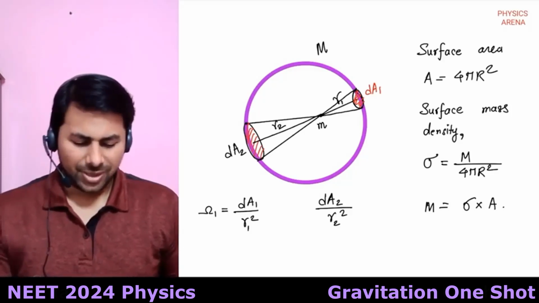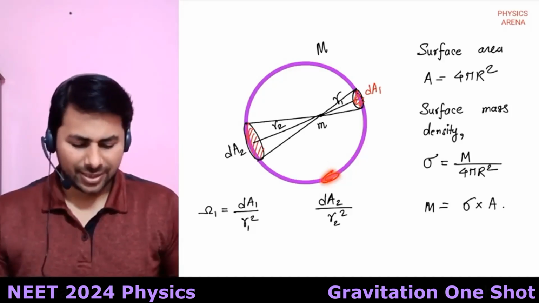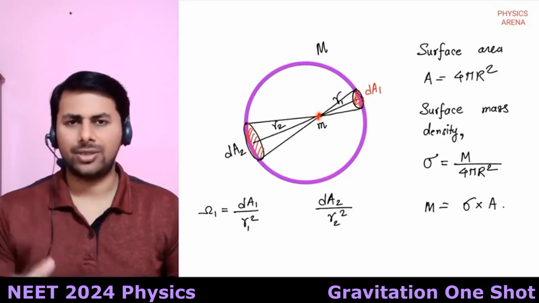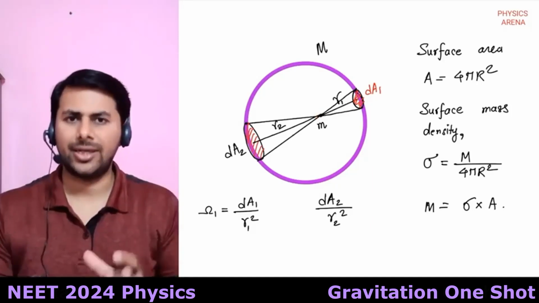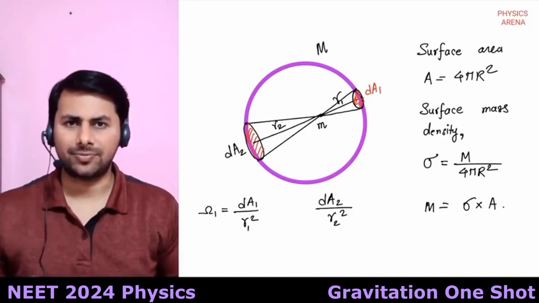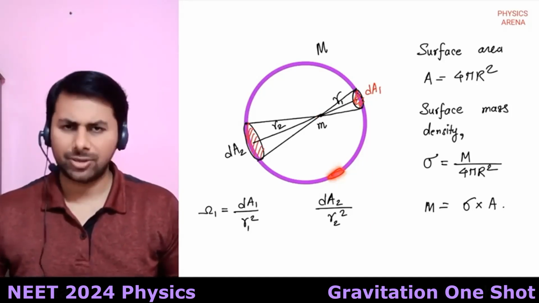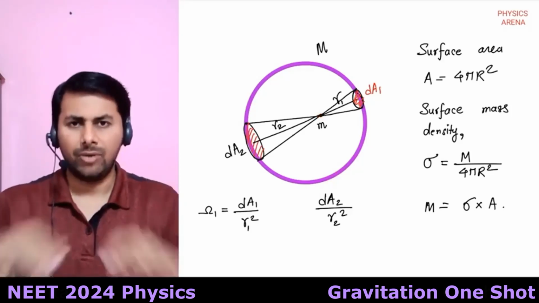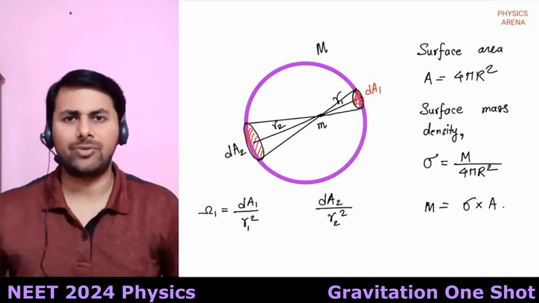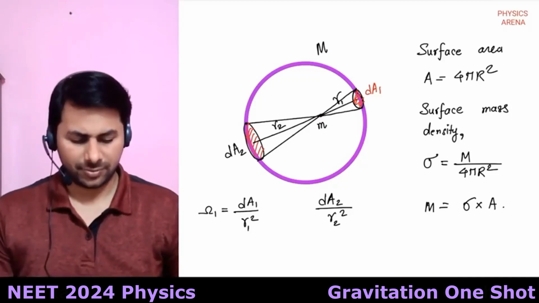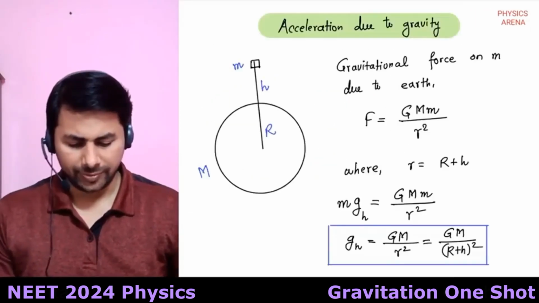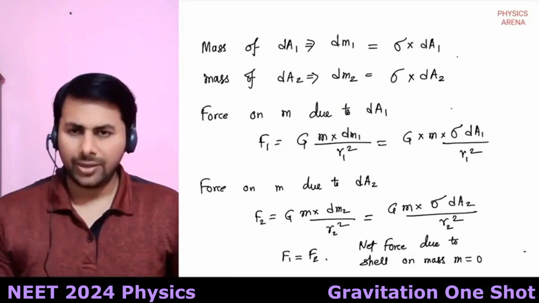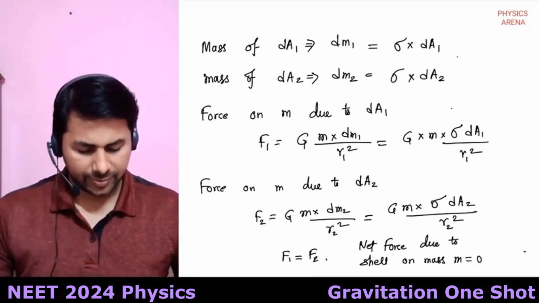Okay. So therefore we can consider such areas on the complete shell, and the total force on this mass m due to all such areas, if you add the masses of all those areas, then the total gravitational force on this mass m, which is inside of the shell, will be equal to 0. Okay, so we'll need this point.